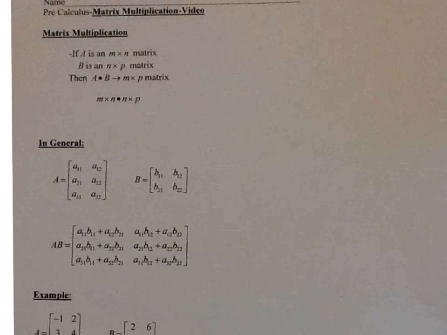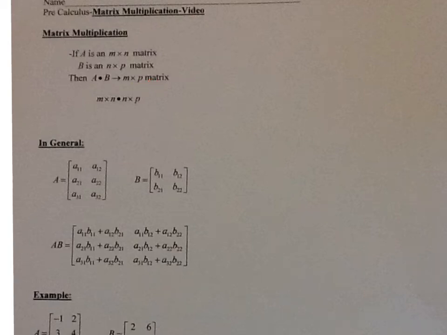So today what we're going to be working on is matrix multiplication. So it says matrix multiplication. If matrix A is an m by n matrix and B is an n by p matrix, then when you multiply A times B, you get an m by p matrix.